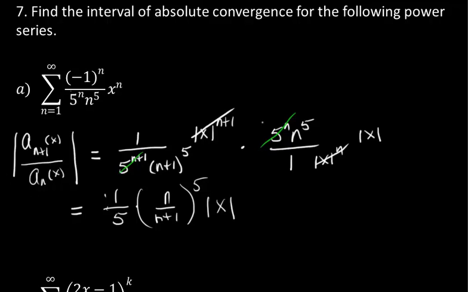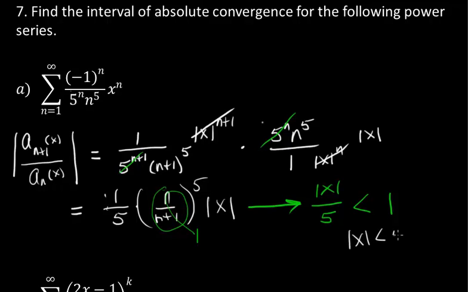All right, so let's see, what's the limit? n over n plus 1 goes to 1. 1/5 is a constant. So the limit of this is the absolute value of x over 5. And we need that to be less than 1 in order for the series to converge by the ratio test. So that gives us then the absolute value of x is less than 5, and our interval of convergence is minus 5, 5.